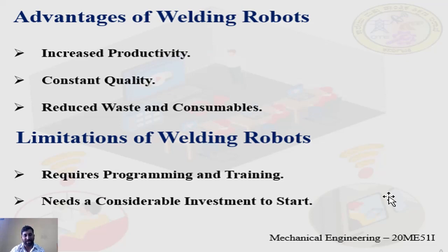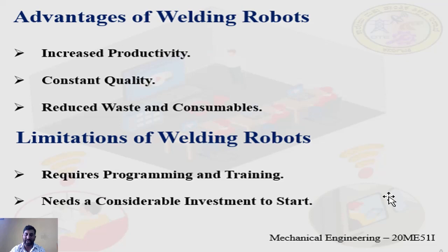Constant quality. Definitely, once you program a robot, until it is switched off, it goes on producing work with consistent quality. If you compare with human welding, maybe out of 10 pieces he produces a good welded component around 5 times, but the robot, out of 10, will produce 10 qualitative welded products.